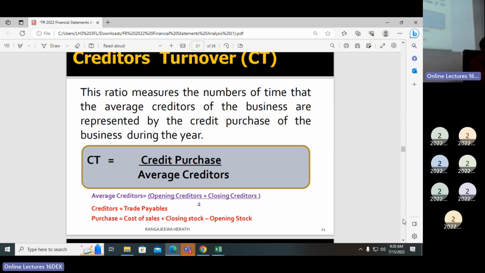Then we have creditors turnover. Creditors turnover is just like debtors turnover. It is the number of times the average creditors of the business are represented by credit purchases. So credit purchases divided by average creditors. Average is always opening and closing divided by 2.